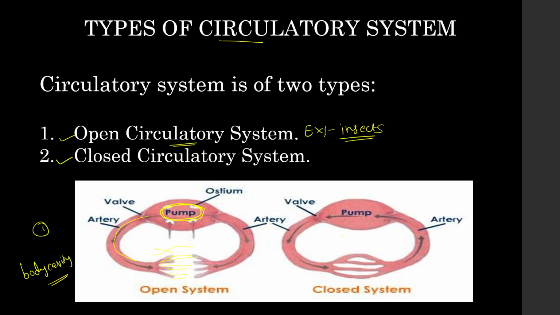On the other hand, this is the diagram of a closed circulatory system. Here, when the blood is pumped out of the heart, it moves to the large vessel, and then there is a network of interconnecting blood vessels through which the entire blood is passed and reaches each and every part of the body. This type of circulatory system is called a closed circulatory system. An example of a closed circulatory system is the chordata, right? Organisms of the chordata, like we humans, also have a closed circulatory system.